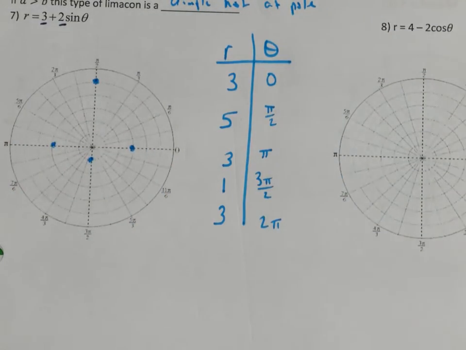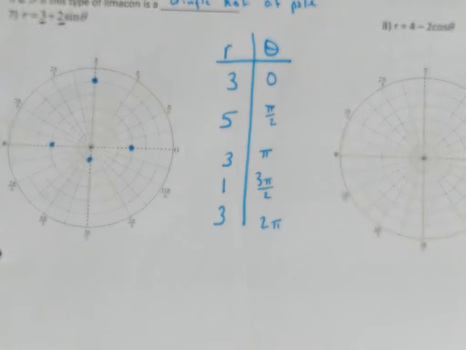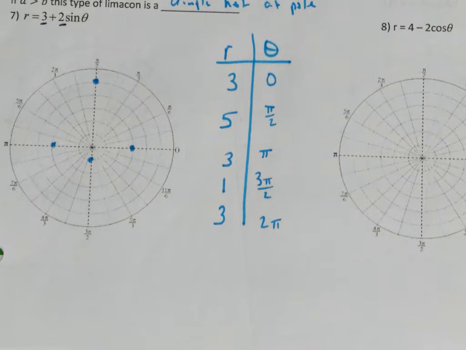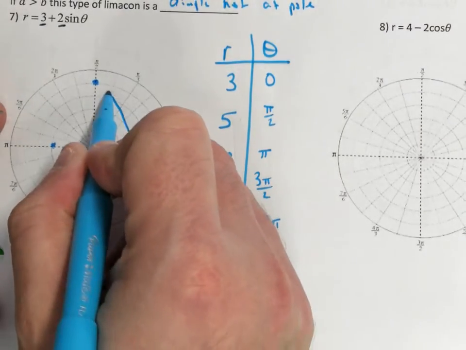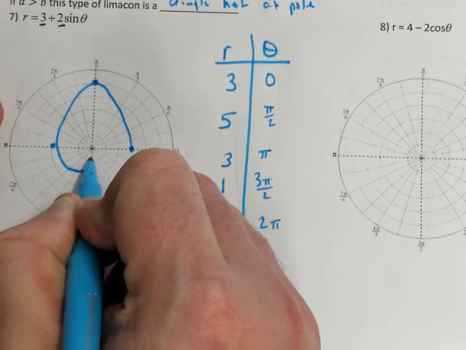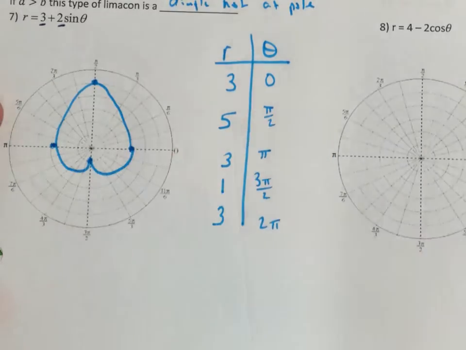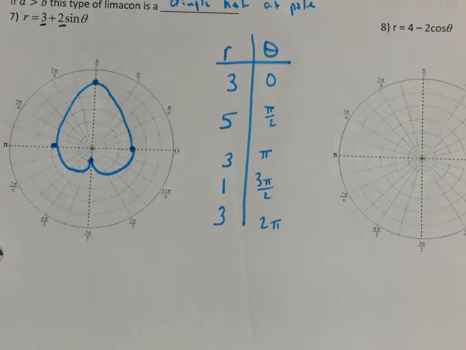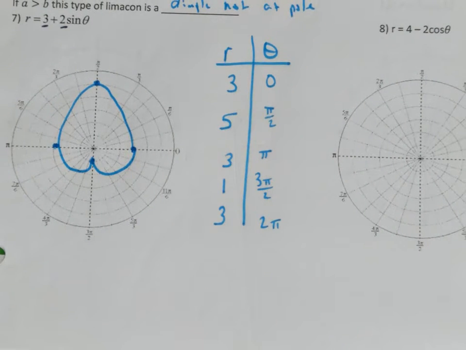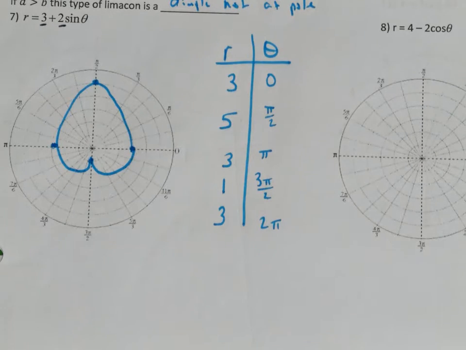Where do you think the dimple is going to be in this problem? That right there. You see that? Right there. So, we're going to start with this first one. And that is my graph. The dimple is not at the pole, therefore this is not a cardioid. It's just a limaçon. It does not have a specific name. This is a limaçon with a dimple. The other one's a limaçon with inner loop, and then you have the cardioid.